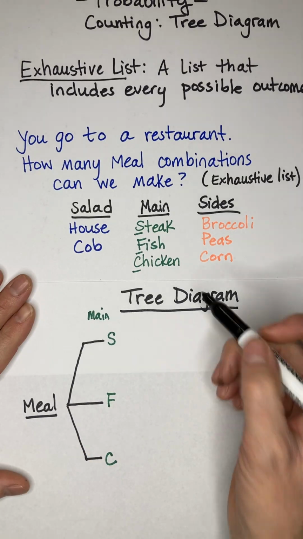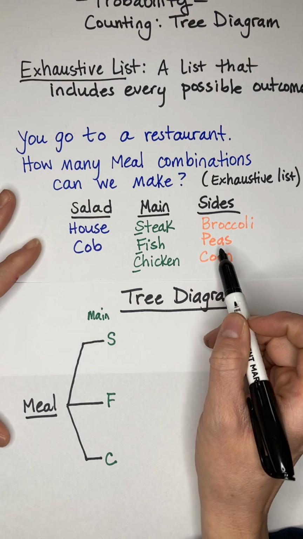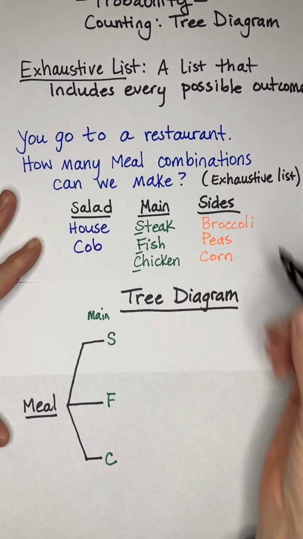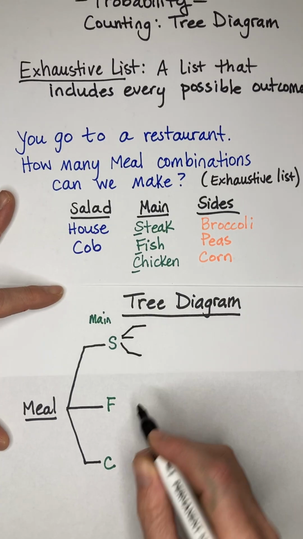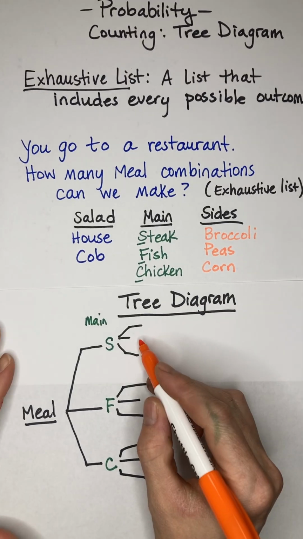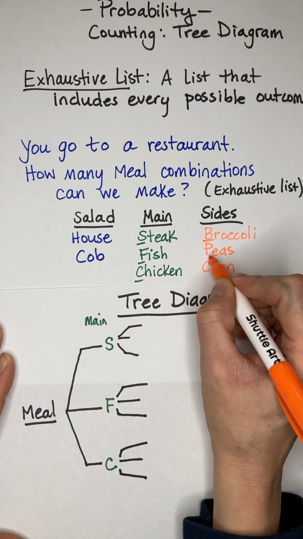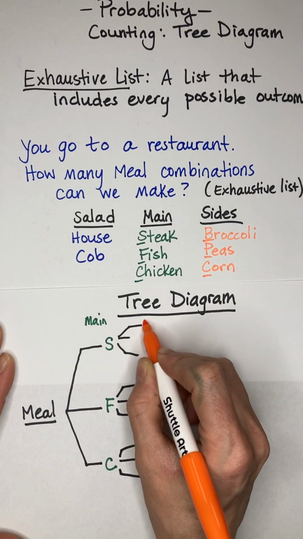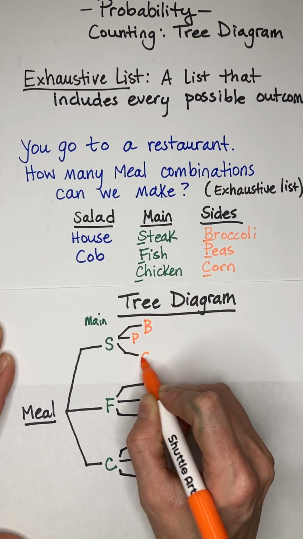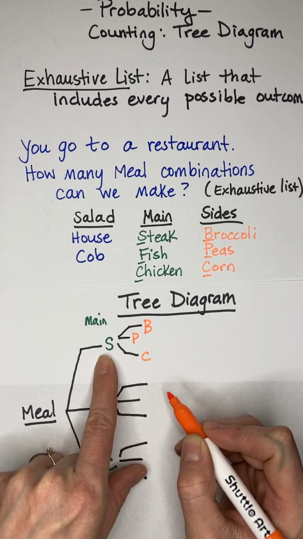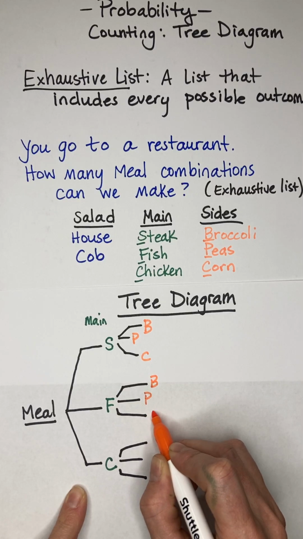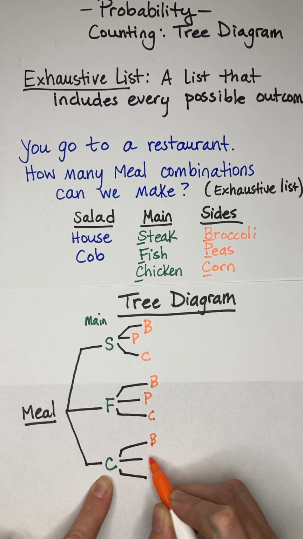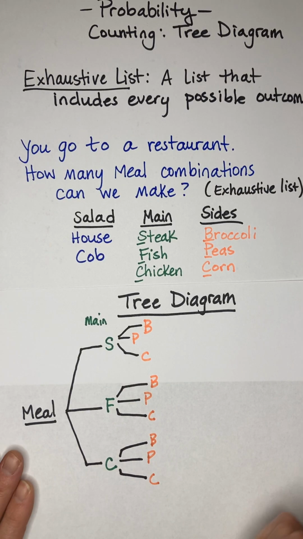I'm done. So I'm going to pick one of the next ones to do. I'm going to choose the next 3, which is my sides. We've got broccoli, peas, and corn. I'm just going to use the first letter. So broccoli, peas, corn. And now I've done that for steak, but I also have to do it for fish: broccoli, peas, corn, and again for chicken: broccoli, peas, and corn. Now I need to include my salad.